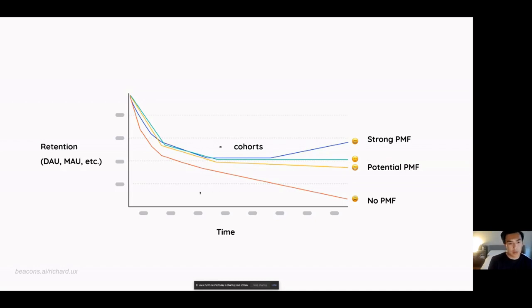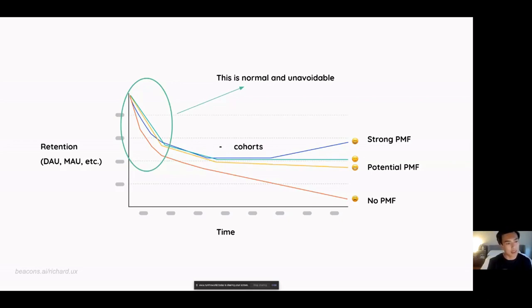What you want to do when you're tracking retention over time is you want to split out this kind of tracking in cohorts. What that means is you want to segment your user groups by either a time period or by version.